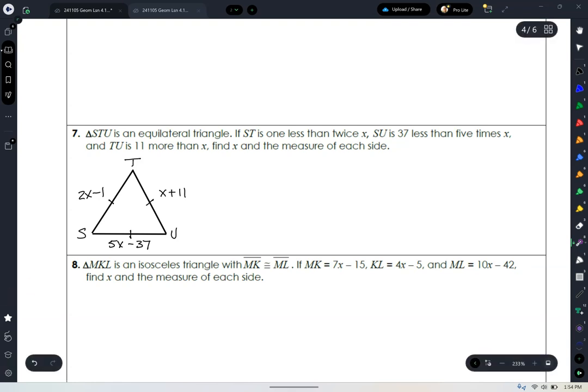Okay. Good job today. Woohoo! Geometry rules.